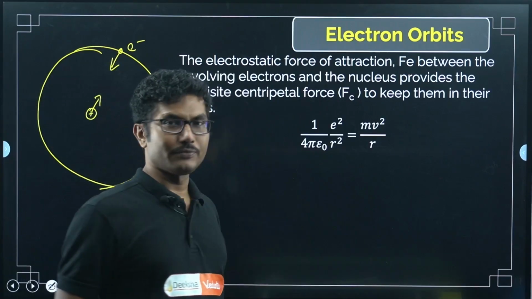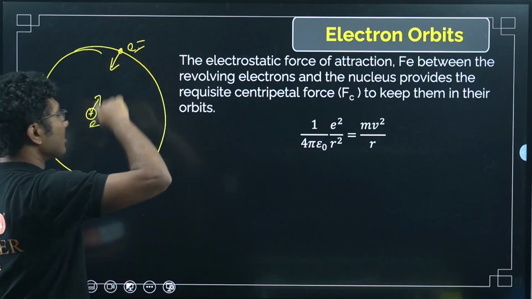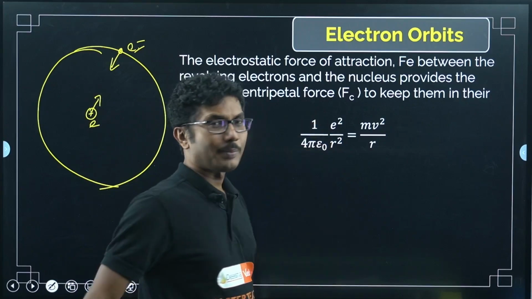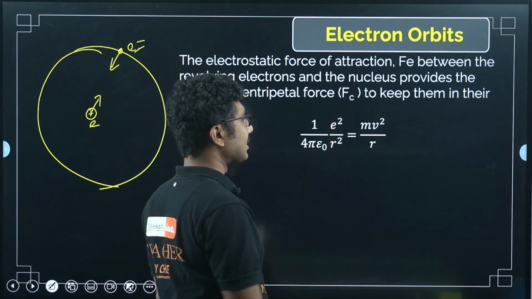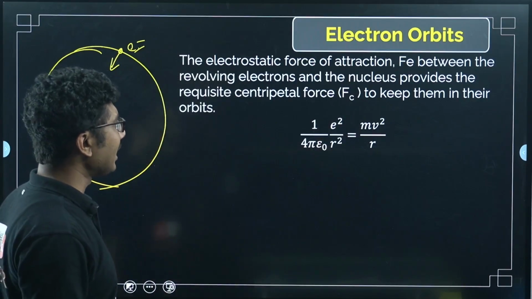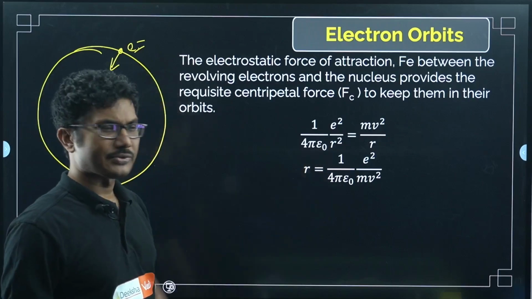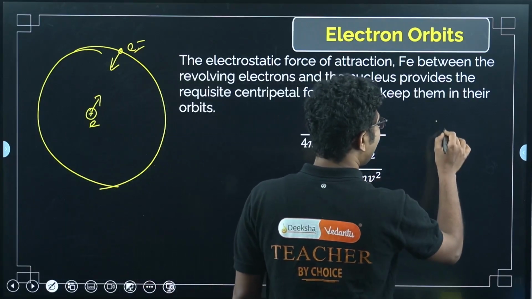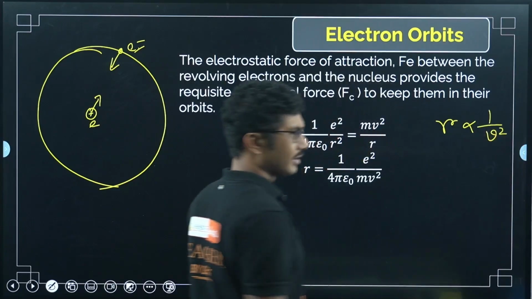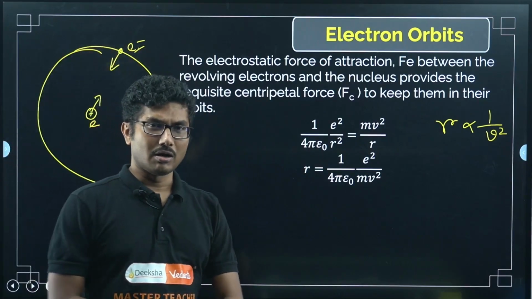Here it is the electrostatic force. Suppose the charge of the nucleus is E, and the charge of the electron is also E. Then we can write the centripetal force as 1 by 4 pi epsilon naught E square by R square equal to mv square by R. From here you can simplify the value of R to be E square by V square. So basically the radius of the Rutherford model, R, is proportional to 1 by V square, where V is the velocity of the orbiting electron.